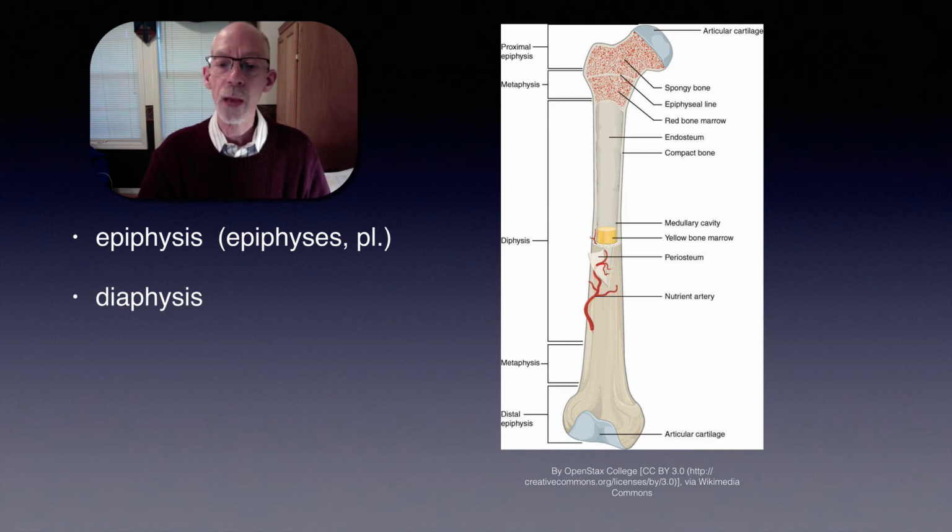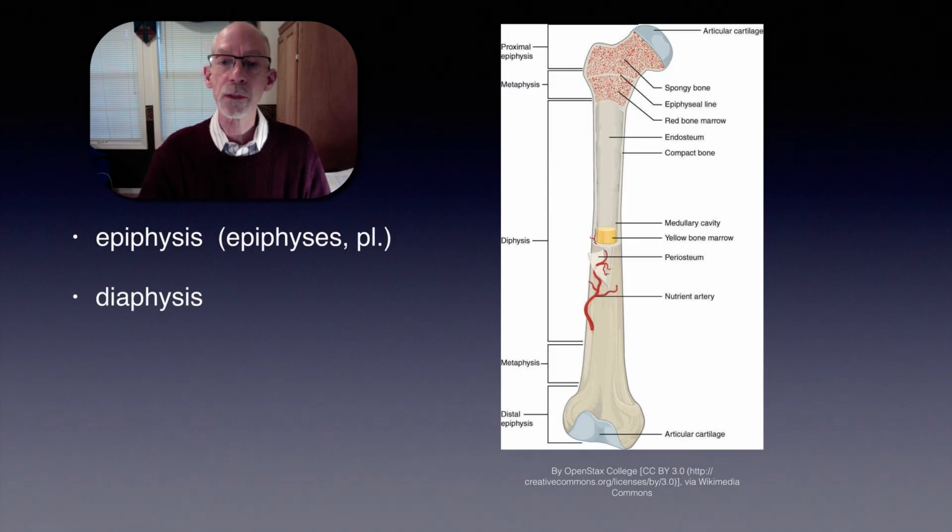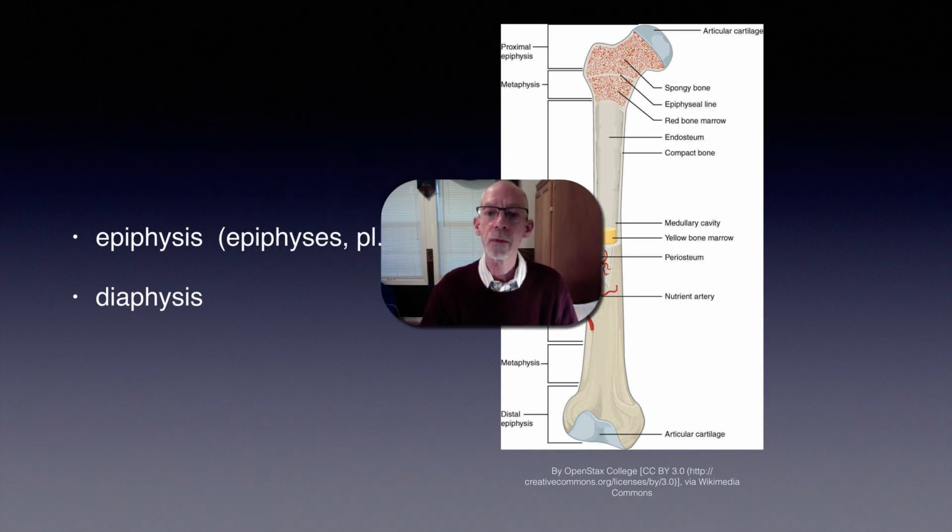You'll notice that there's a typographical error in this diagram. It should be D-I-A-P-H-Y-S-I-S. Dia means through, like diameter. Like the diameter of a circle is the distance through that circle.